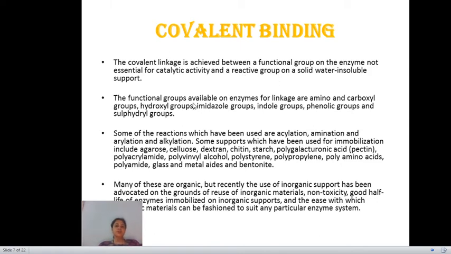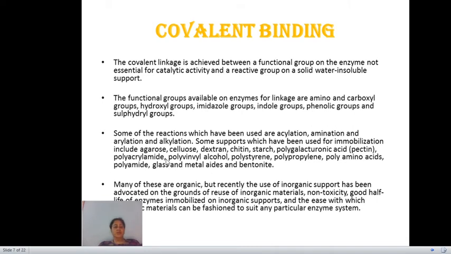So the functional groups which are most commonly used for formation of a covalent bond are amino or carboxyl group, hydroxyl group, imidazole group, indole groups, etc. And the reactions which result in formation of these bonds are mostly acylation, alkylation, arylation or amidation. Some supports which have been very commonly used as carrier materials here are agarose, cellulose, dextran, chitin, starch, etc.